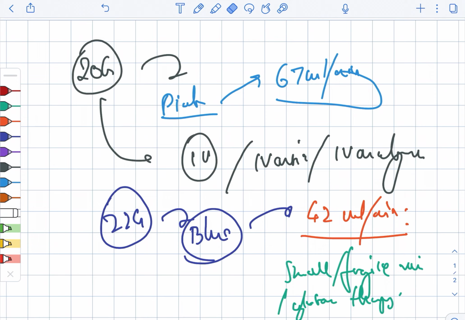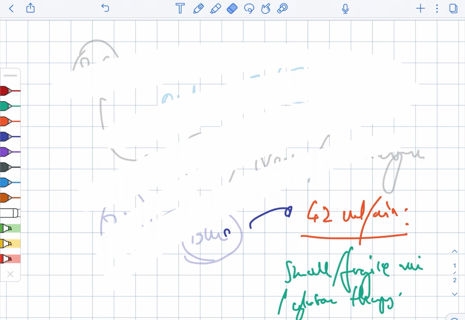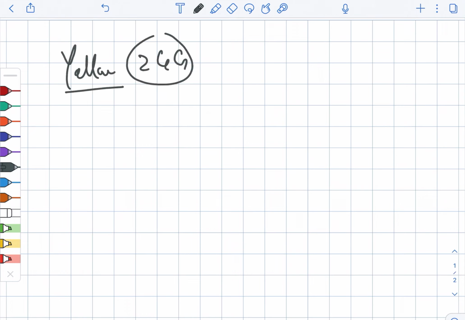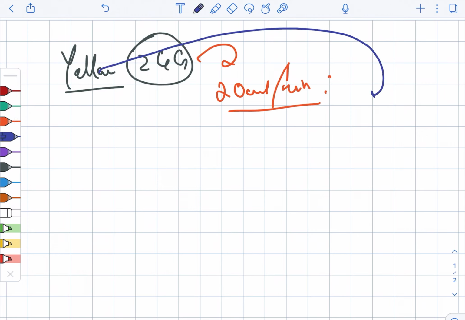Now moving on to the smaller ones, that is yellow. Yellow is for 24G. Here the speed at which it transfers is 20 ml per minute, and yellow is specifically for pediatric usage.